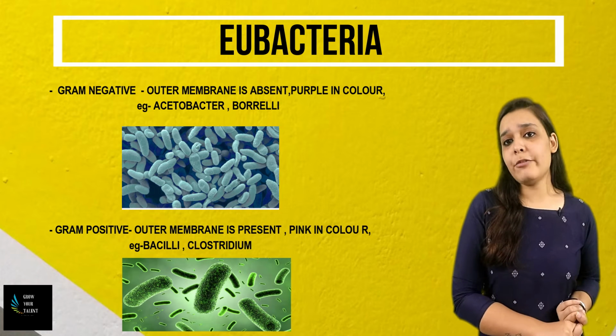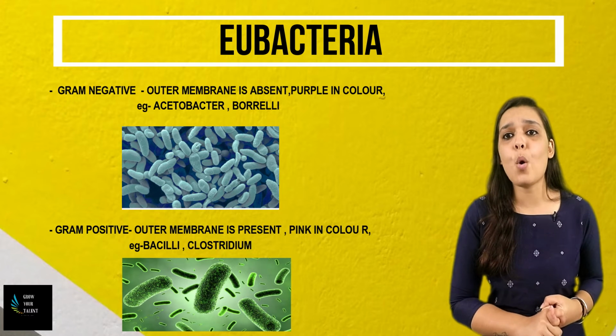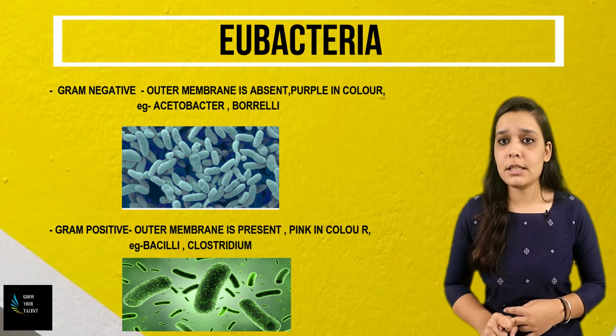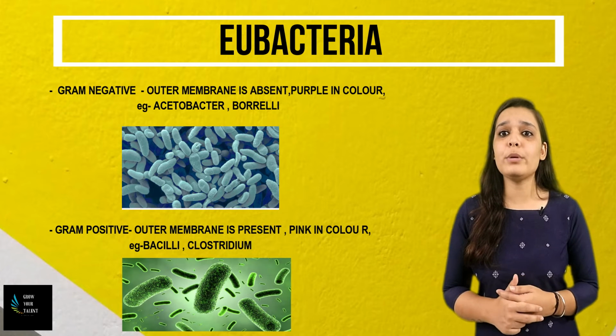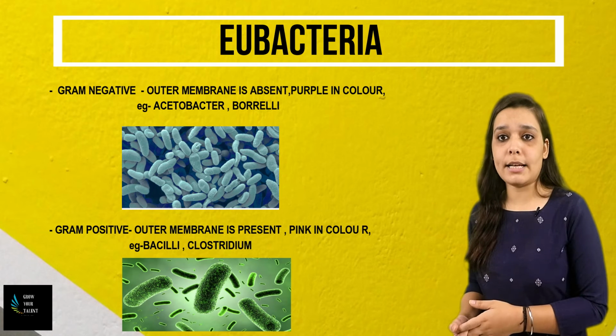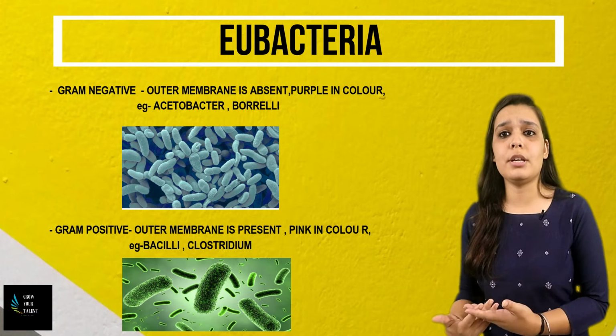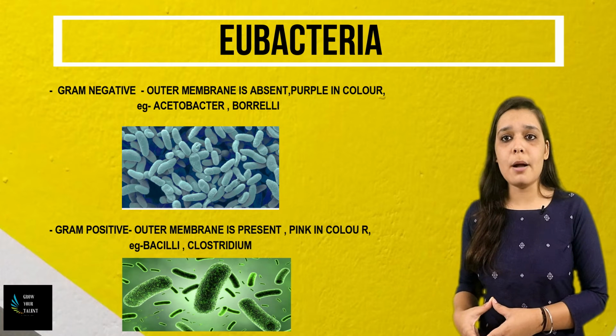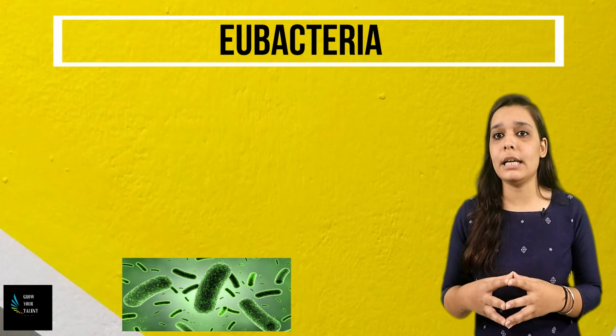The gram-negative bacteria under microscope appear to be purple in color, and the gram-positive bacteria under microscope appear to be pink in color. Some examples of gram-positive bacteria: Bacilli and Clostridium. If we talk about some examples of gram-negative bacteria, Acetobacter and Borrelia.